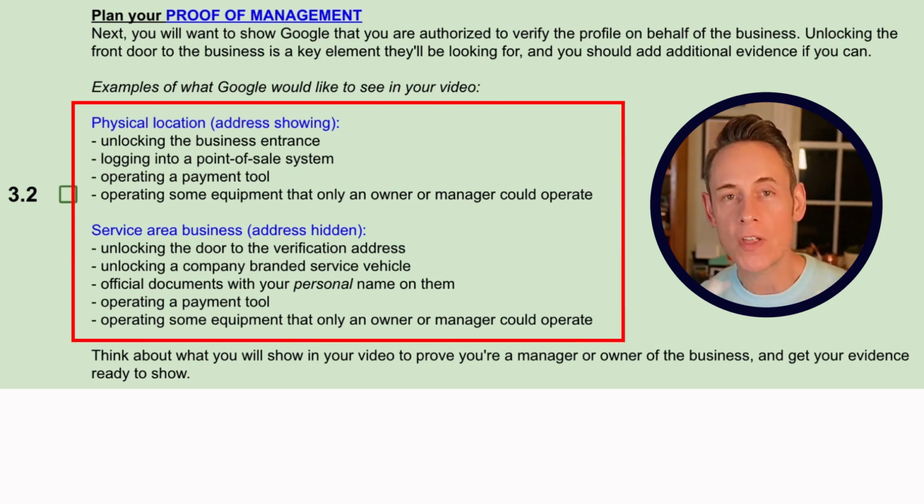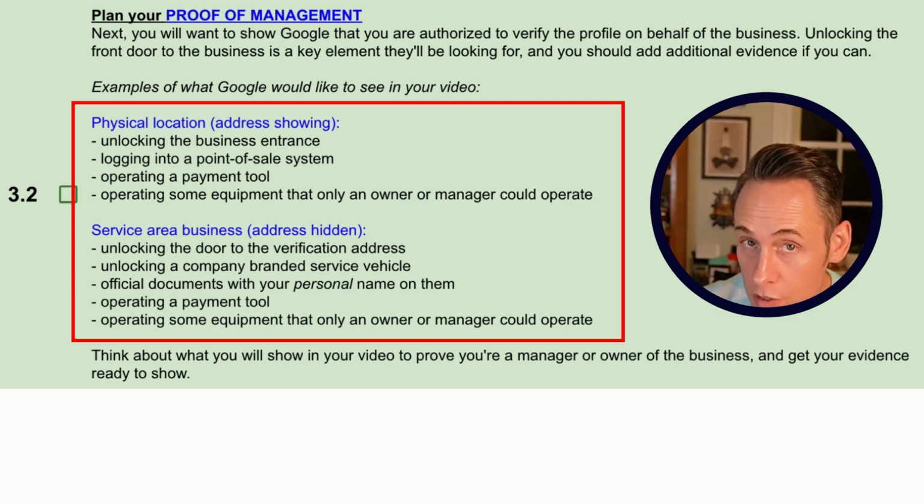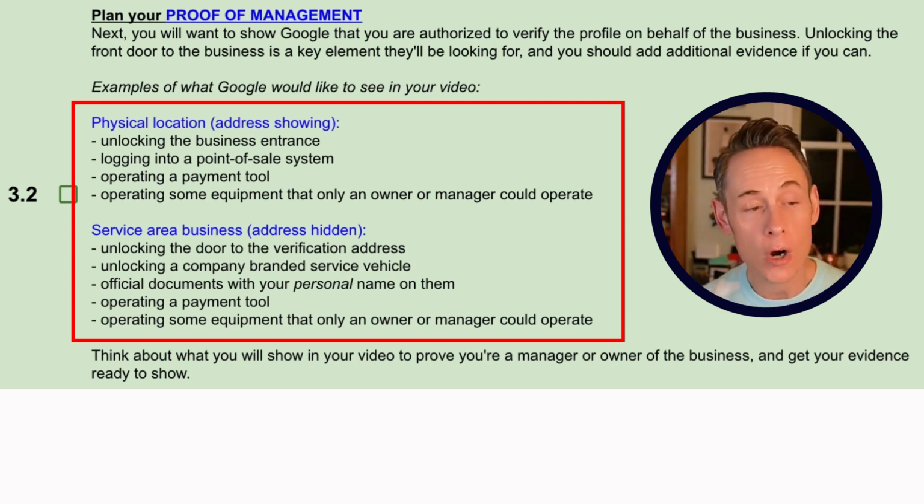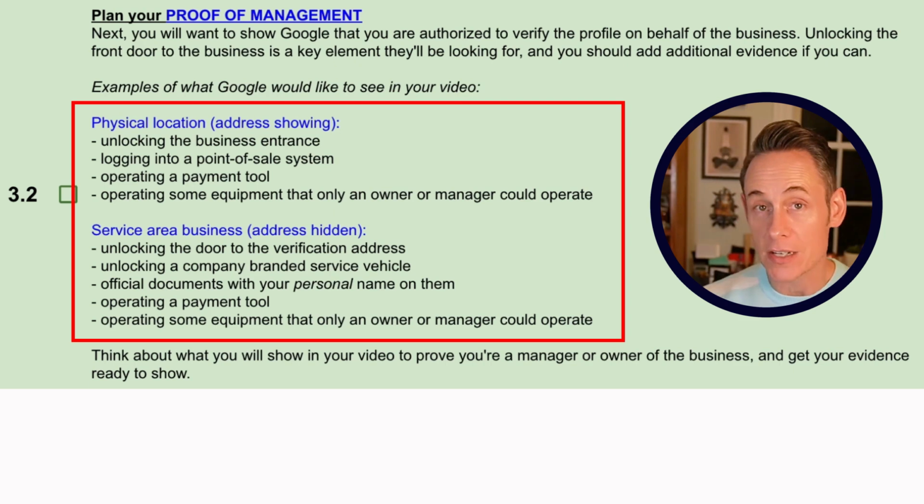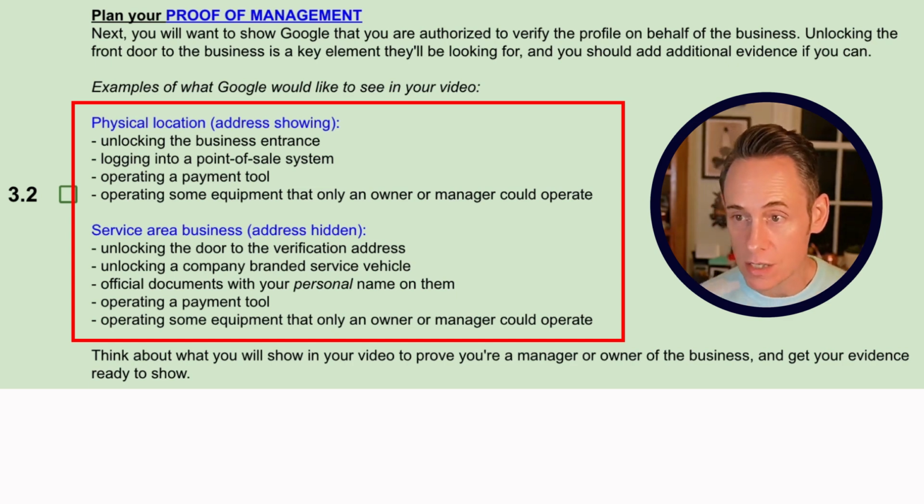You want to prove that you're authorized to represent this business by unlocking the door to the business. That's a big one. Or unlocking the door to a branded service vehicle. If you're a service area business, that's another great way to do it. Operating a point of sale system or a payment processing system. Any of those can prove that you are a legitimate operator of the business. If you want to prove your management.